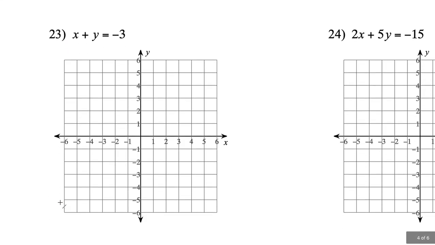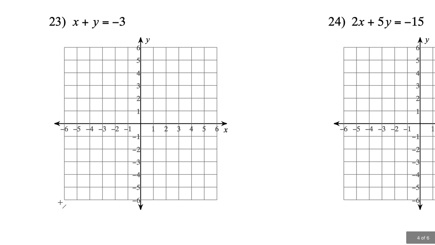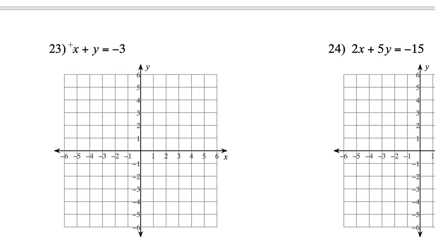So coming down here to 23, this one is in standard form. And we haven't seen this easy of a problem in a while, but maybe it's so easy that it might be confusing. This one is just saying 1x plus 1y equals -3.